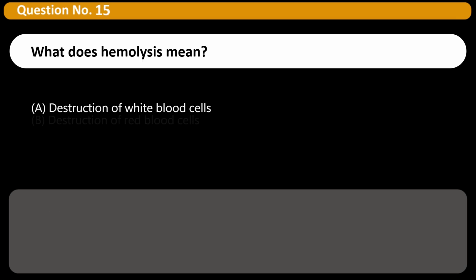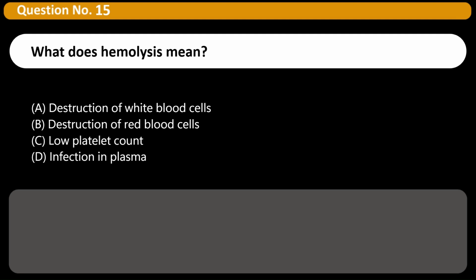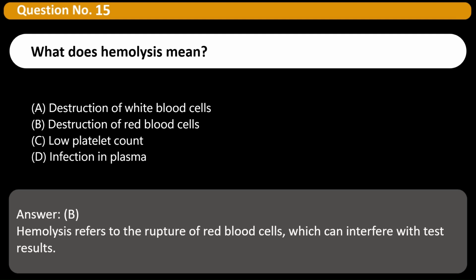What does hemolysis mean? A. Destruction of white blood cells. B. Destruction of red blood cells. C. Low platelet count. D. Infection in plasma. Answer: B. Hemolysis refers to the rupture of red blood cells, which can interfere with test results.